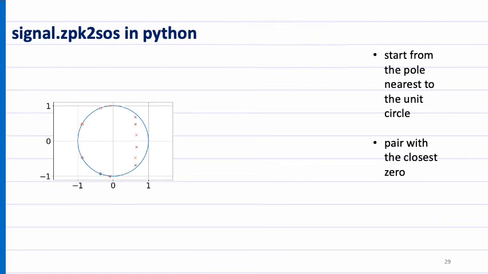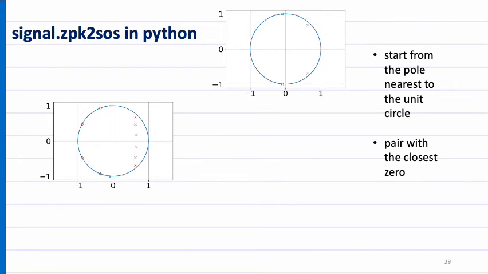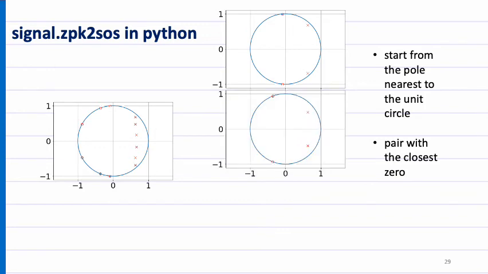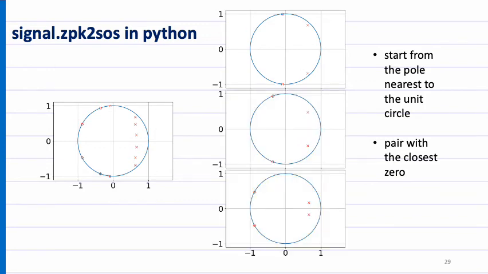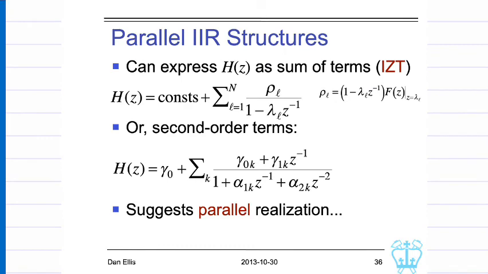So this means I get a figure like this. I took a proper pair and then go to the next farthest pole and I get another pair, and then go to the next farthest pole and I get another pair. So this is my H1, H2 and H3. So I have broken down my H into three subsystems which I can cascade together, or put in series, so that I will get a nice H(z) filter. If you want to read further about this, you can read the documentation of zpk2sos, but I think this is sufficient. Okay. Now, parallel IIR structures.